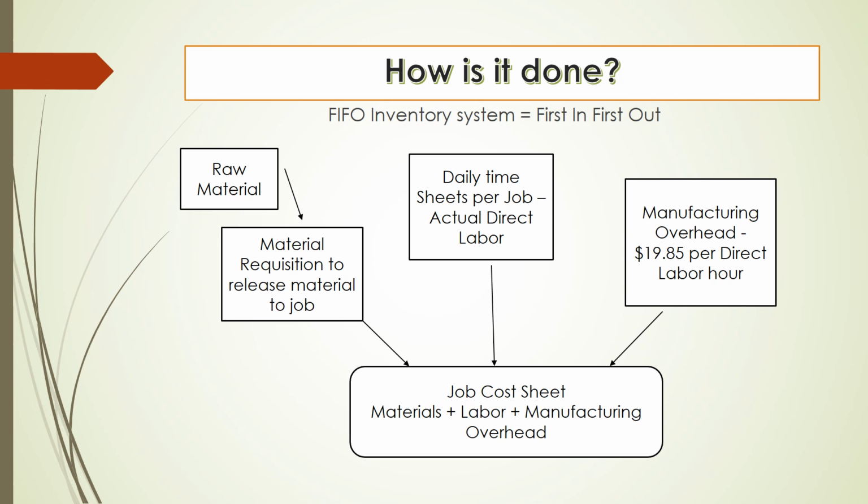So our raw materials looks at what's coming in, what's going out. As things are going out to jobs, we have material requisitions, which release the material to the job. That information is from the raw materials, which is reported there, and then goes into our job cost sheet. Daily timesheets per job are actually recorded, and those are actual direct labor cost. The other thing is our manufacturing overhead, which we predicted that this year should be $19.85 per direct labor hour.